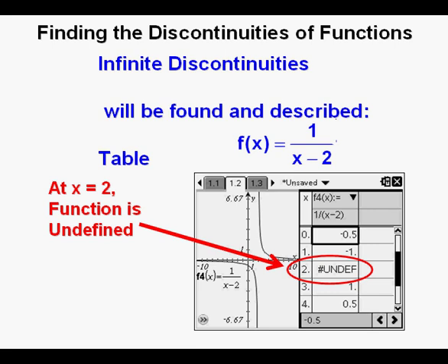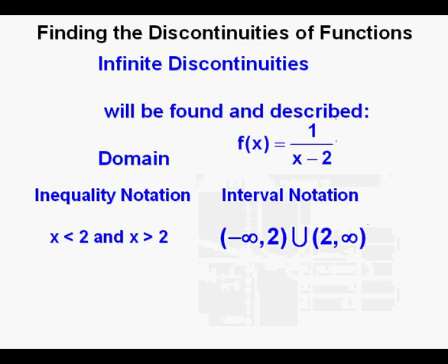So we describe the discontinuity verbally, graphically, algebraically, and finally numerically with the table, 4 different ways. In interval notation, we have x is greater than negative infinity and less than 2, and greater than 2 and less than infinity. This U connecting the two intervals is called a union.